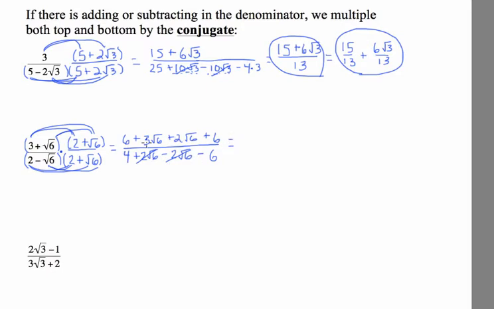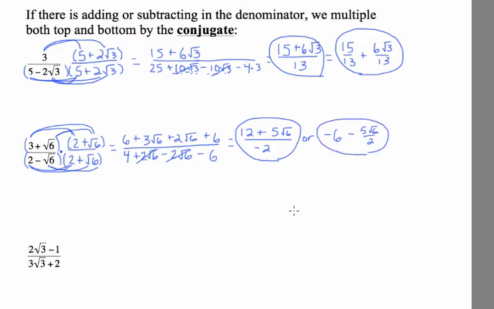So now let's add like terms here. In the numerator we have 6 and 6, so that's 12 plus 5 root 6. And in my denominator we'll have negative 2. That's my answer. Or sometimes the book will split it up and do 12 over negative 2, which is negative 6. And then 5 root 6 over negative 2, which would be minus 5 root 6 over 2. So either of those answers are fine.